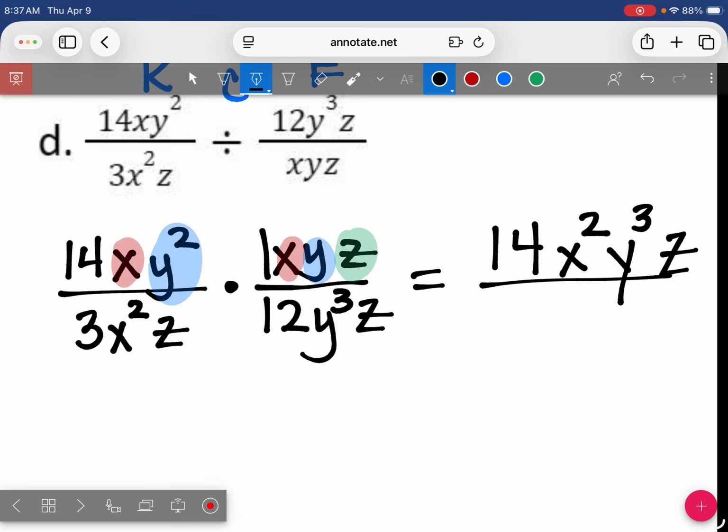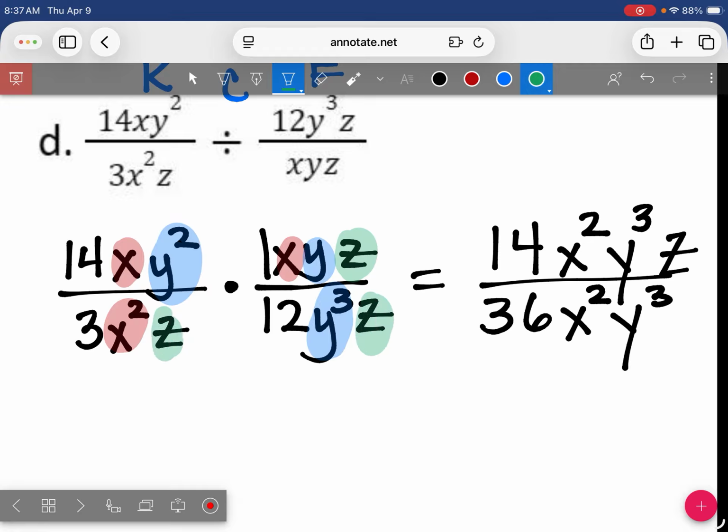All right, now let's look at our denominator. When we multiply 3 times 12, we get 36. When we look at our x's, there's only 2. So they would go down here. And for the y's, there's only 3. So they would go down here. And for the z's, I have 2. So they would go here.